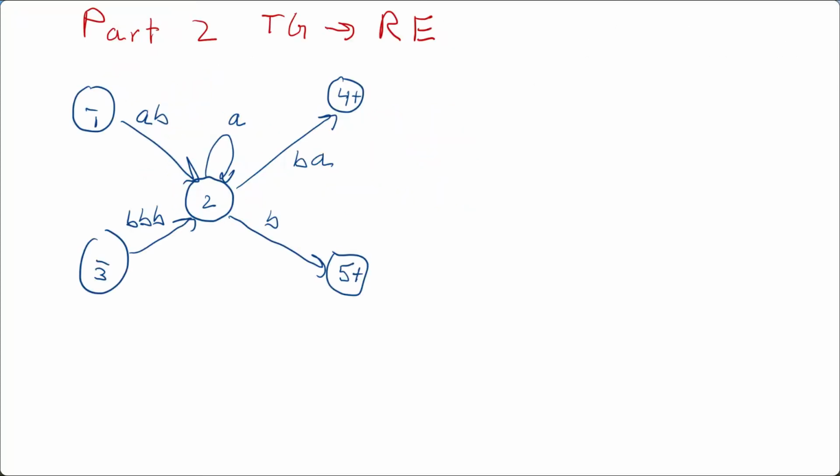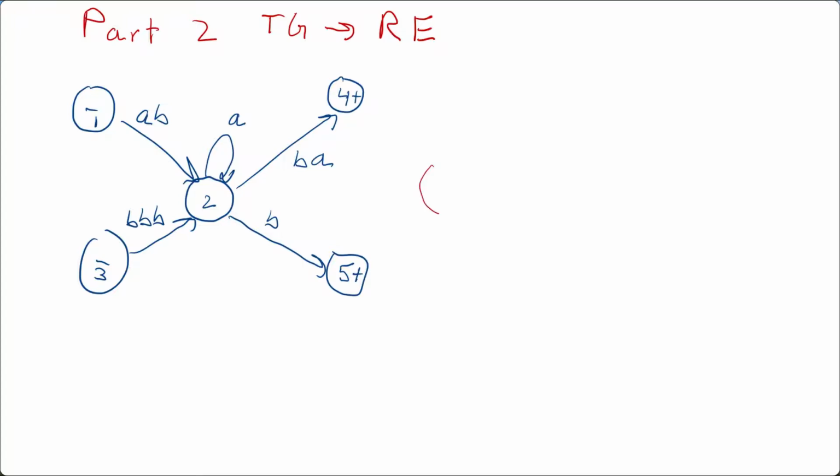Okay, now to prove that all transition graphs can be converted into a regular expression. Here we have a transition graph. It has two start states and two final states. Now you can read through the proof and all the steps. I'm just going to show you an example of how to do it, but make sure you refer to the textbook.